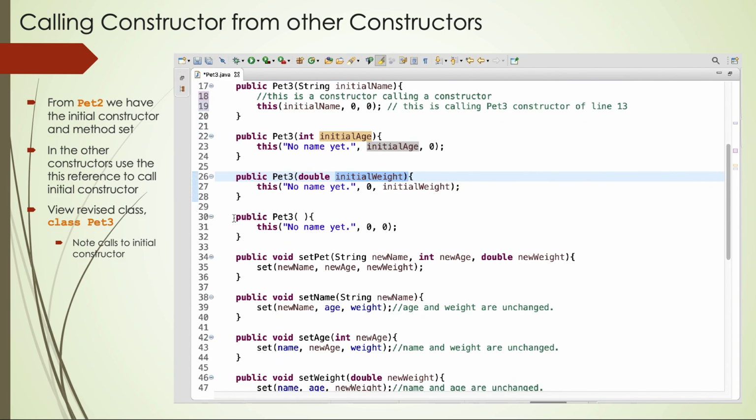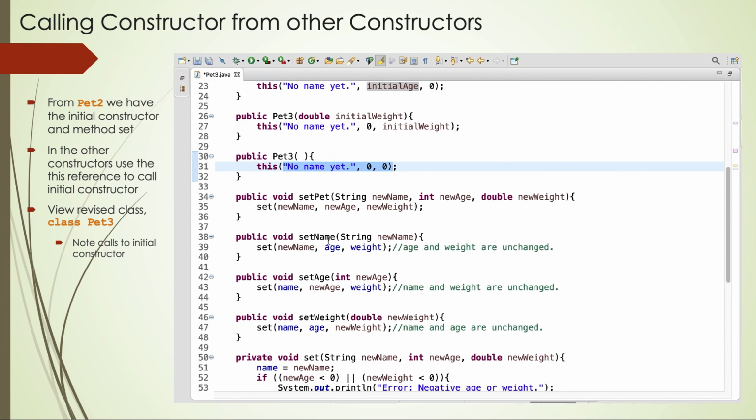And we have the default constructor that is calling the Pet3 constructor with "no name yet" for name, 0 for age, and 0 for weight as the default values for all these instance variables.